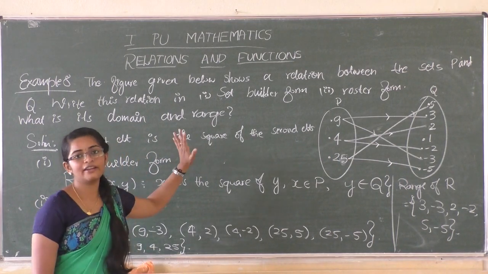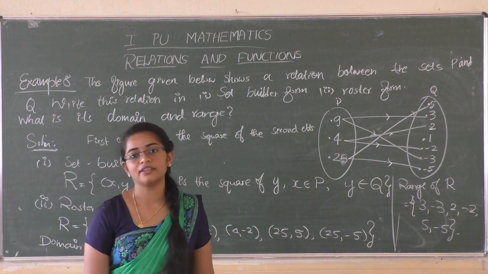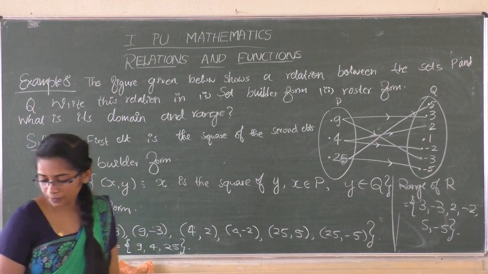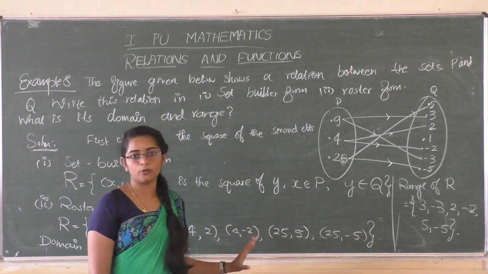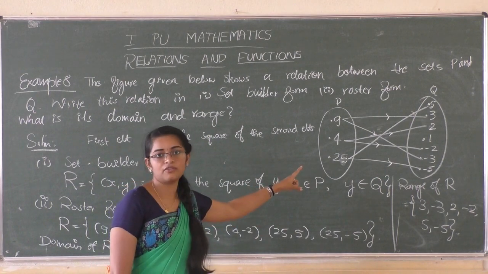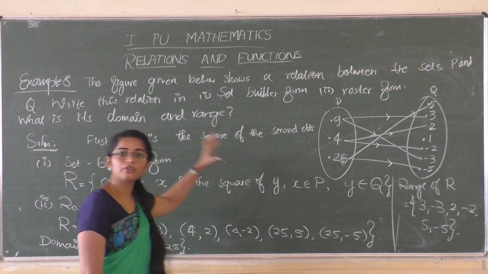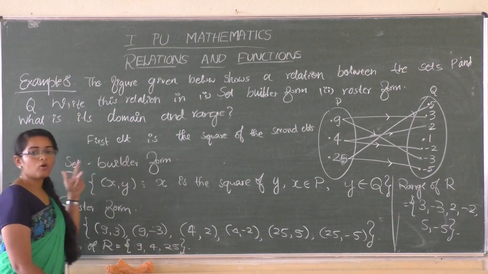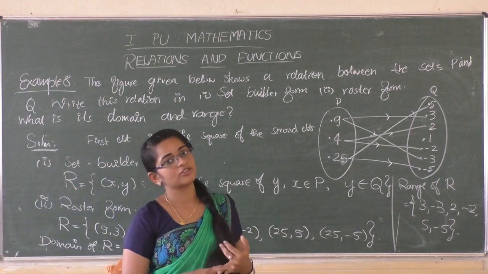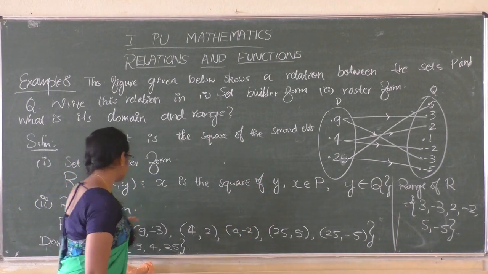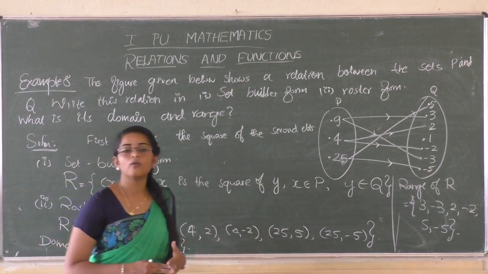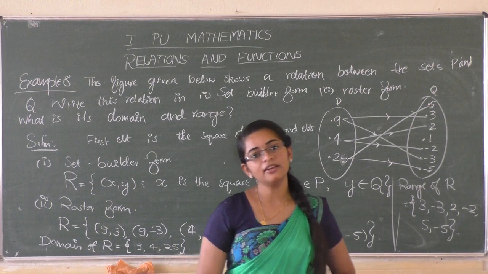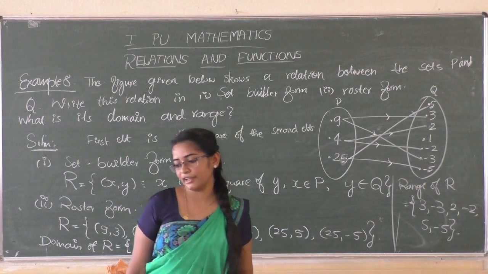This is a second example discussed in the textbook. I hope this is clear for you. Okay, an arrow diagram is given. Looking at the arrow diagram, you need to write the relation in both forms, that is set builder form and roster form. Then looking at the relation listed here, you need to find the domain of the relation and the range of the relation.